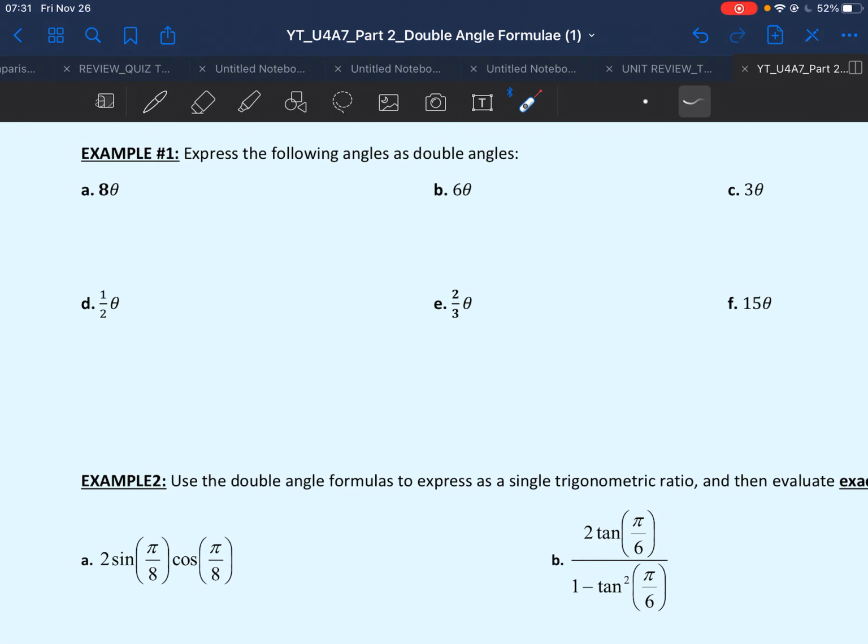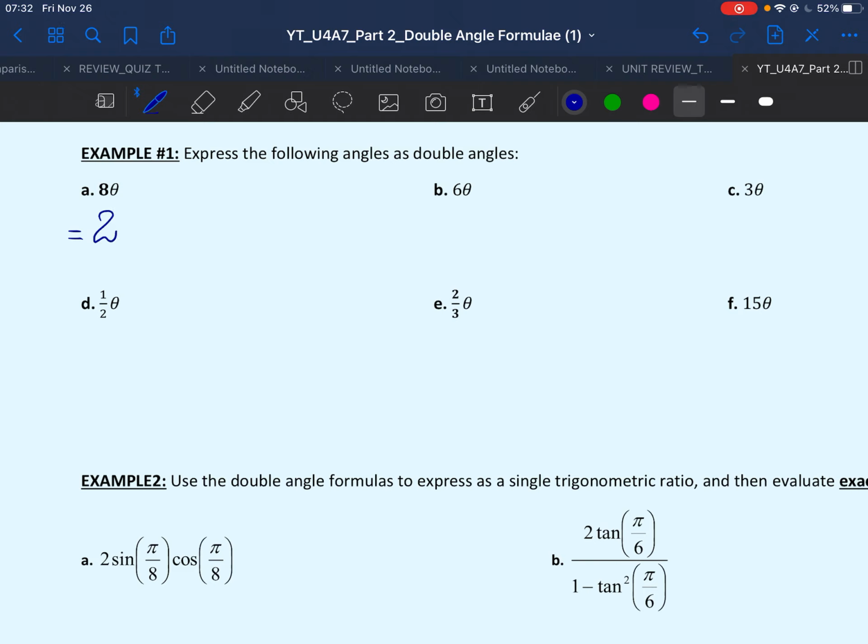First, we're going to look at this simple exercise where we have to express angles as doubles. Very often, when we are searching for exact trig ratios, we will need to express the given angles as doubles in order to find their exact values. So let's get started with 8 theta.